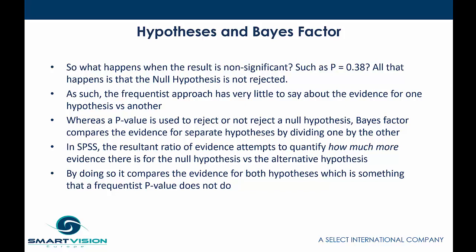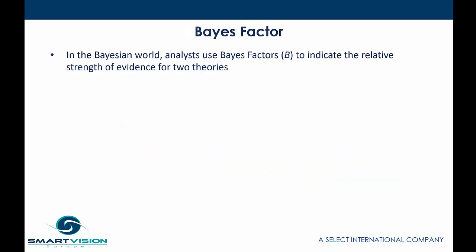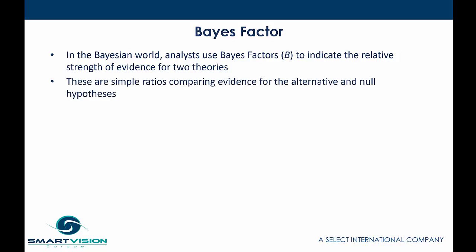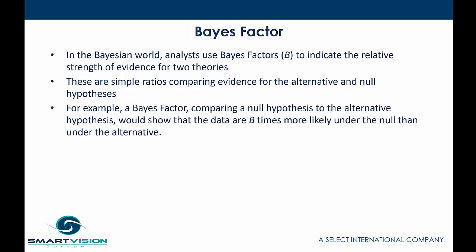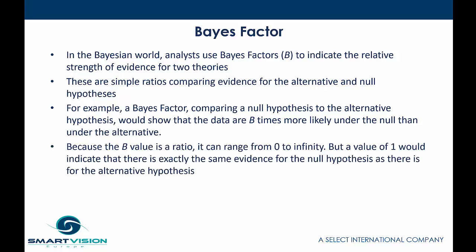So in the Bayesian universe, analysts use Bayes factors, often labeled as B, as the equivalent of a p-value to make a statement about whether or not something is true, whether or not a hypothesis can be supported. And really, these are simple ratios that compare the evidence for the alternative hypothesis and the evidence for the null hypothesis. So for example, a Bayes factor comparing a null hypothesis to the alternative hypothesis would show that the data are B times more likely under the null than under the alternative.